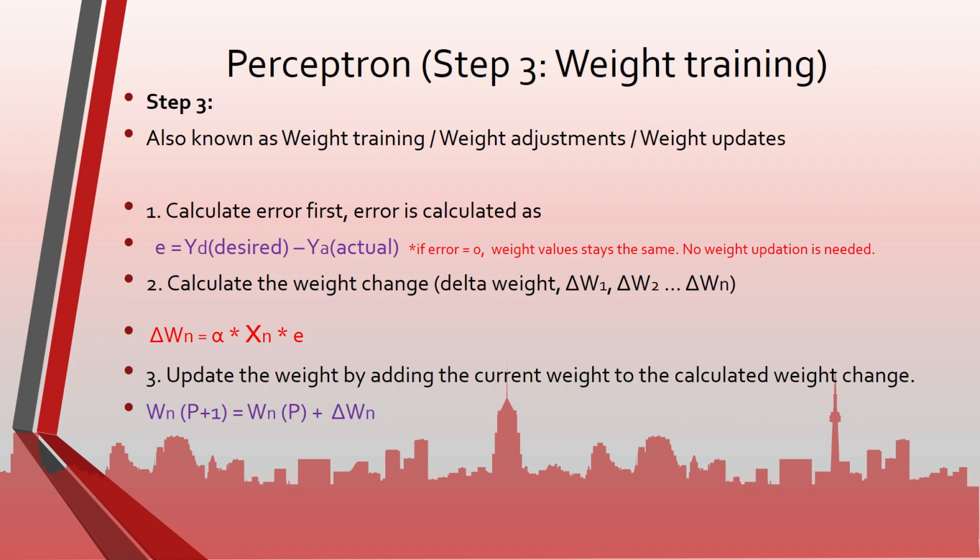Step number 3 is weight training. During weight training, the weight is adjusted in order for the neural network to produce a correct output. In order to do that, we need to calculate the error first. So the error is calculated as desired output minus the actual output. What is a desired output? The desired output is the label of the combination of data, and the actual output is the output produced by the perceptron.